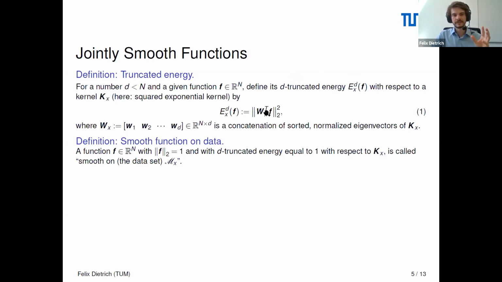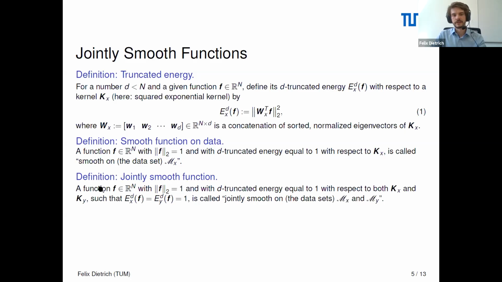And once we do this, we can say that a function that has norm 1 on the data and also has energy 1, so this squared norm here is equal to 1 with respect to this kernel, then we can call it smooth. Because if you think about it, if the function has norm 1 and also the projection onto the first d eigenfunctions is 1, then it means the function is just a linear combination of those very smooth and nice eigenfunctions. So if both of these things are true for a given function, then A, we call it smooth, and B, it's a linear combination of the first few eigenfunctions.